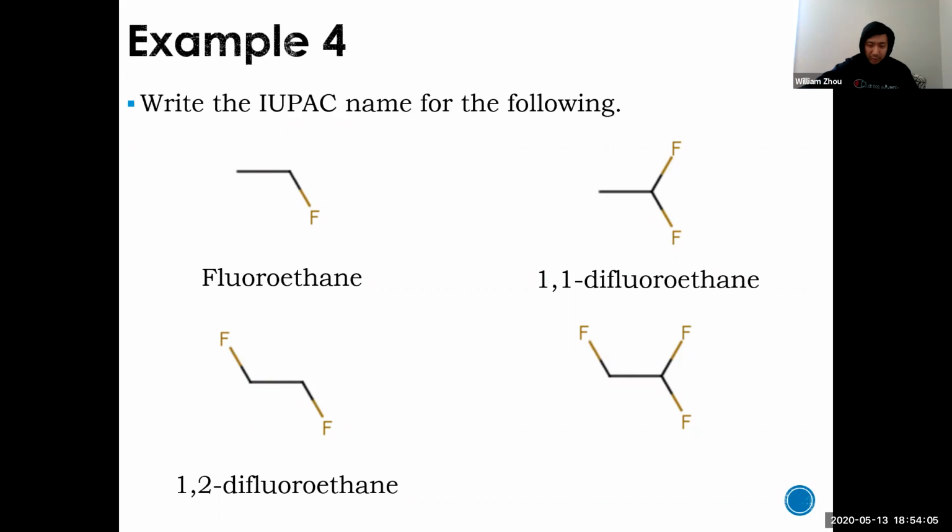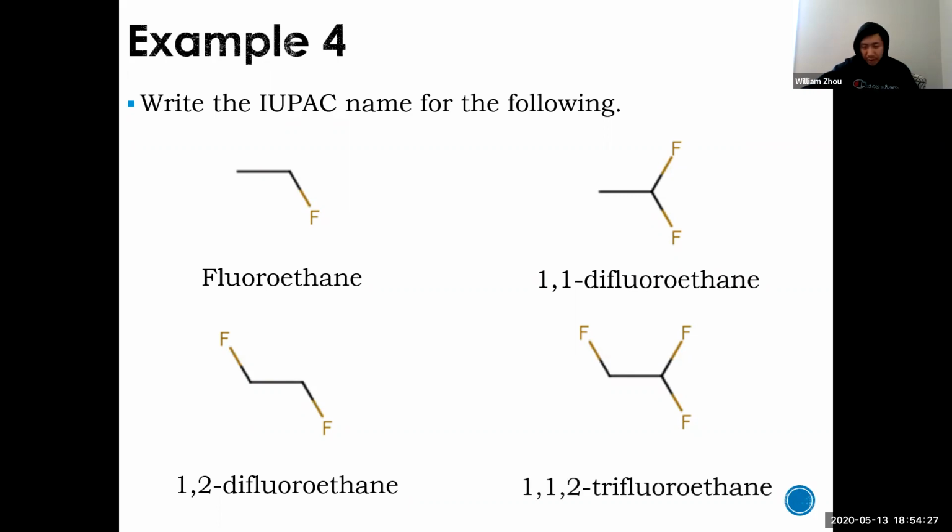And the last one, you have 3 fluorines and 1 hydrogen. Which one is carbon 1? The one on the right, the one with the 2 fluorines. Correct. It does matter which one you label as carbon 1. It does make a difference.